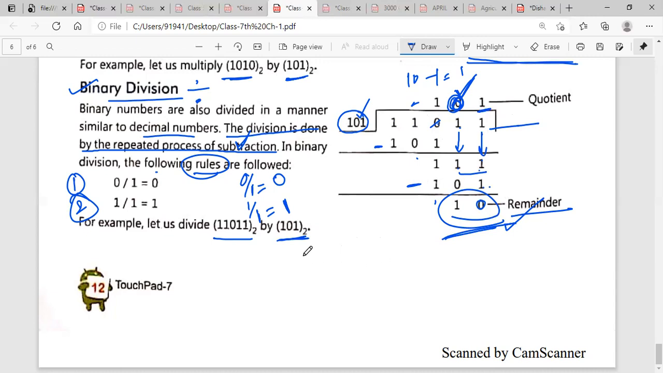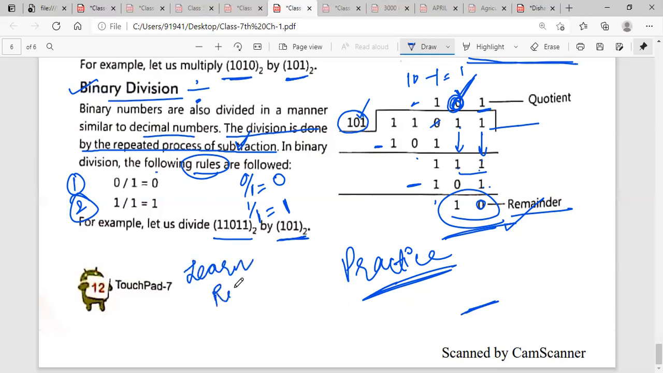Now do a practice of these kinds of sums. Take any 2 numbers and apply binary addition, binary subtraction, multiplication, or division on those 2 numbers, and do a practice. Okay, practice is a must in these kinds of questions. This is your homework. Okay, and learn the rules as well. Rules are very, very important. If you have the rules in your mind, then you can do these kinds of sums very easily.